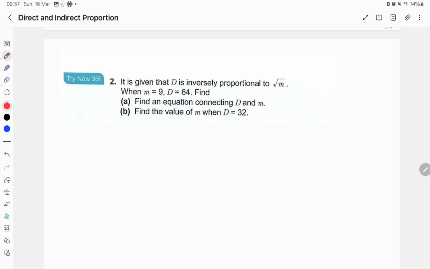Okay, so this is the question we are having here. It says like this: it's given that d is inversely proportional to the square root of m. When m is equal to 9, d is equal to 64. Find the equation connecting d and m, and find the value of m when d is 32.